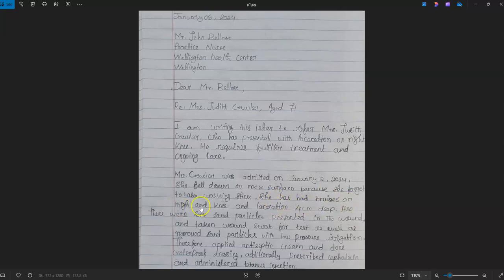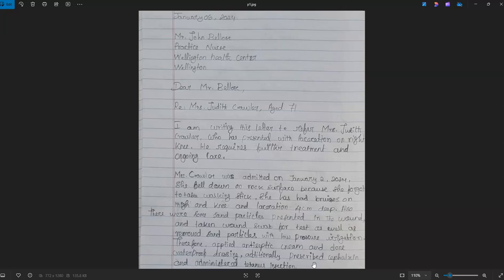She had bruises on the thigh and the knee and a 4 centimetre deep laceration. The wound was cleaned for sand particles, or sand particles were cleaned from the wound. Antiseptic cream was applied, and tetanus injection was administered. So you need to watch this passive also. Additionally, prescribed. So if that's active, who prescribed it? So that's why we make it passive.